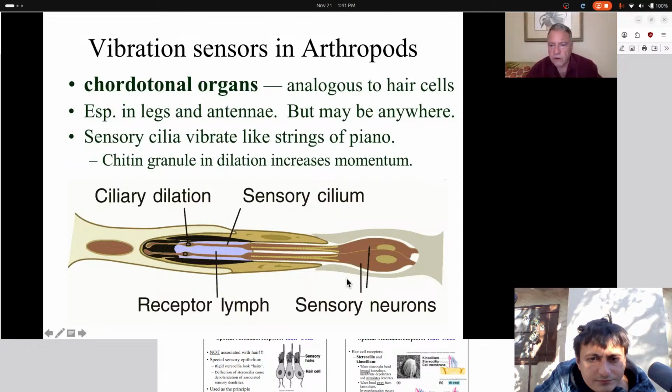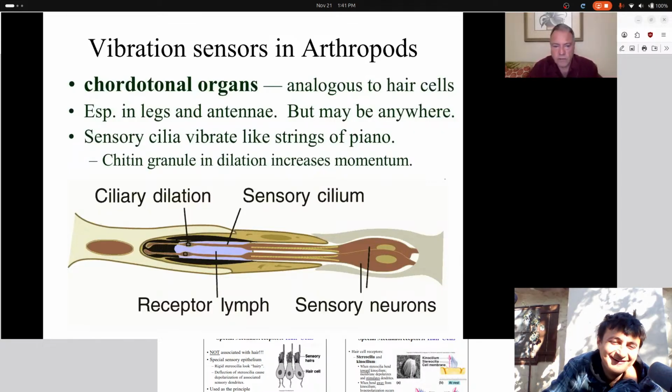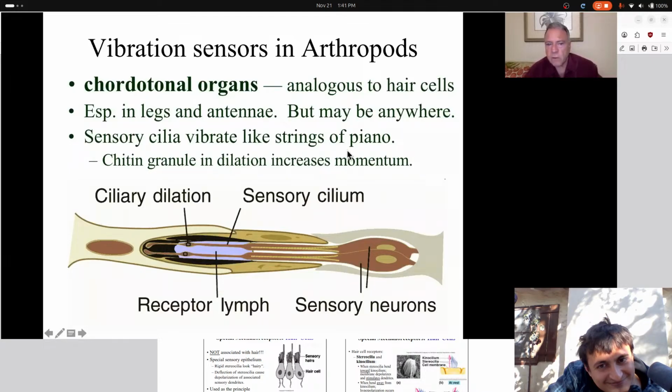So it's somewhat analogous to hair cells, only instead of bending the cilia, they're vibrating them. And so it looks something like this. So here's the neuron. Here's these dendrites sticking out here, and they're kind of strung like the strings on a guitar, or more accurately, like the strings in a piano. And so when something vibrates these things, they vibrate. And there's a little wide spot here with a crystal of chitin that gives a little more mass to it, right? And so you get this thing moving a little bit and it'll vibrate back and forth. And so it's, again, bending this sensory cilia that's going to stimulate this neuron. So they're vibrating like the strings of a piano.